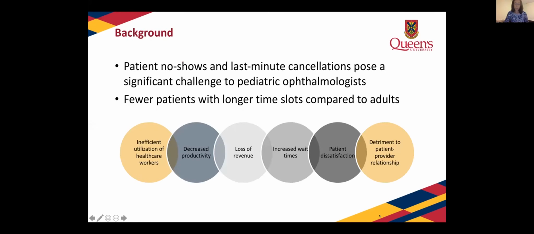Patients' no-shows and last-minute cancellations pose a substantial challenge to pediatric ophthalmologists, where we often book fewer patients with longer time slots compared to our colleagues who serve the adult population. Missed appointments have a number of deleterious consequences for both the patient and the healthcare system, such as inefficient utilization of healthcare workers, decreased productivity, loss of revenue, increased wait times, patient dissatisfaction, and potential detriment to the patient-provider relationship.